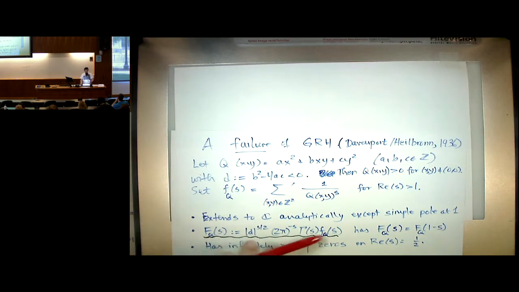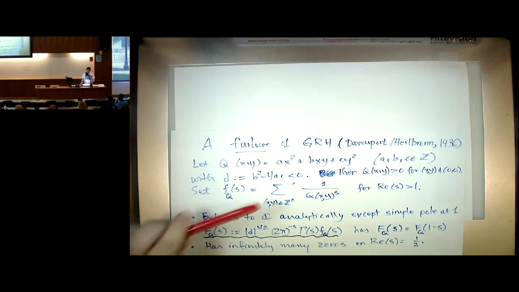And this completed version of this series is analytic on the whole plane, except for, I guess, poles at 0 and 1. And it has this nice functional equation. And it can even be shown that there are infinitely many zeros on the critical line. The zeta and Dirichlet L functions are known to have infinitely many zeros on the critical line.